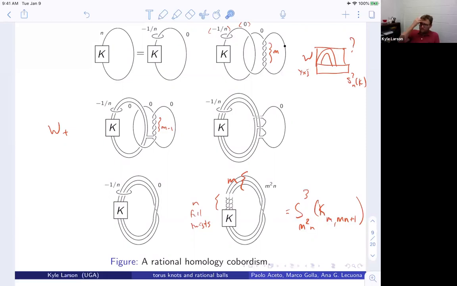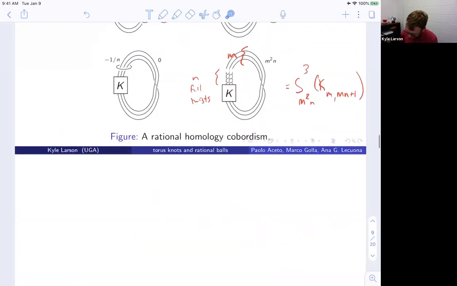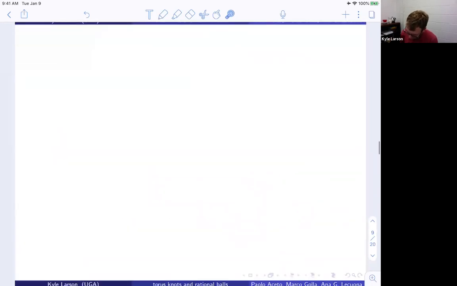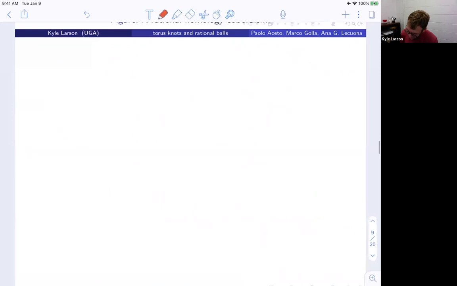Okay, so I'd be happy to say more about any of these steps if you want, but I will move on. I want to point out what I think is an interesting correlation. Maybe I'm the only one in the world, but it's interesting to me.